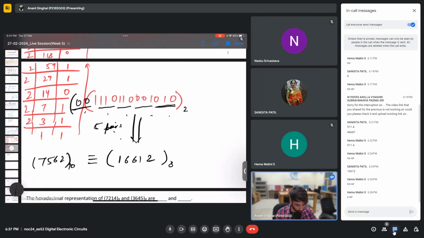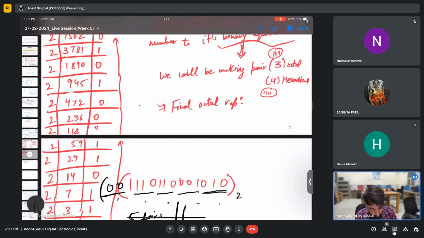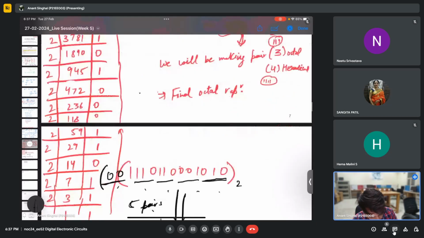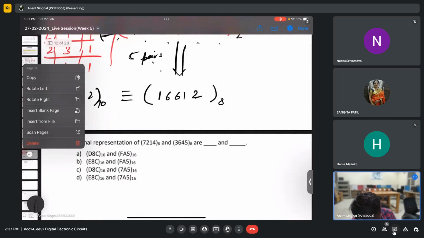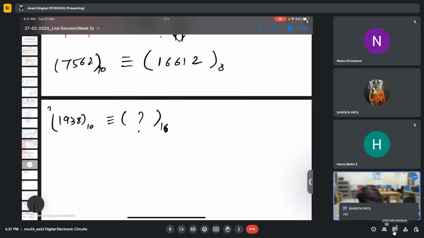So yes, I can see the similar answer by one of the students. So similarly, you can do it for hexadecimal, and this is a small number. So quickly let me know what is the answer. This is 1938. So I'm rewriting it. 1938 to the base 10 is equivalent to what to the base 16. So I already have one answer, which is 792.